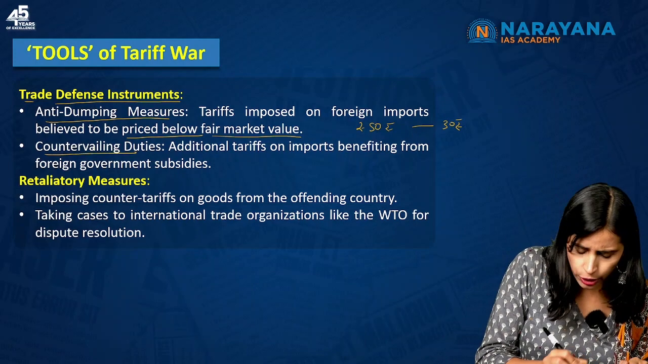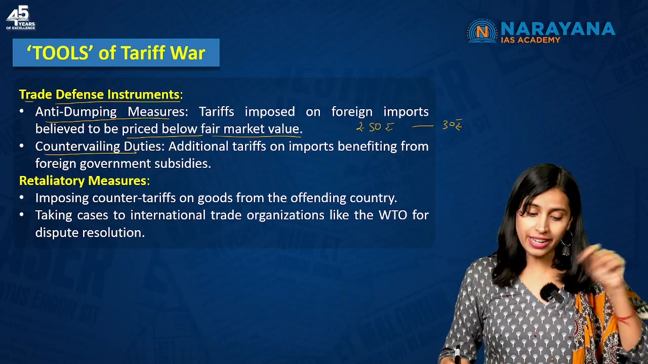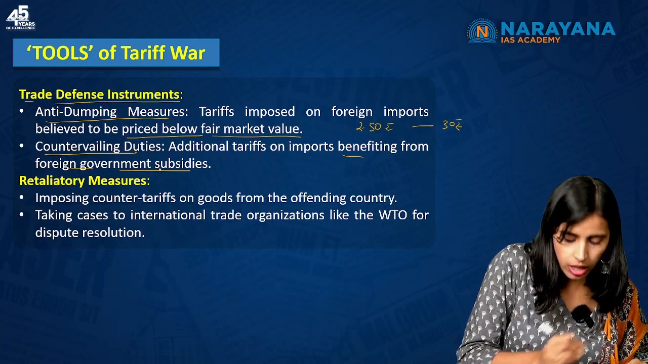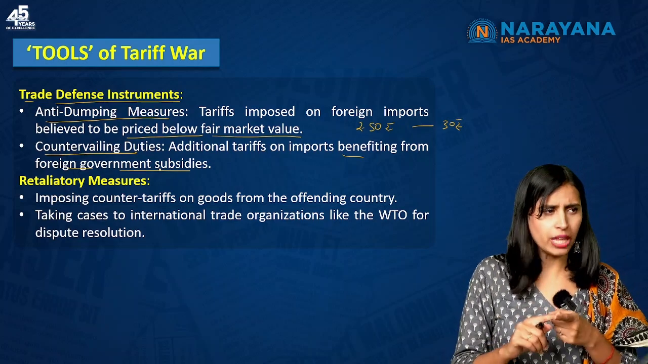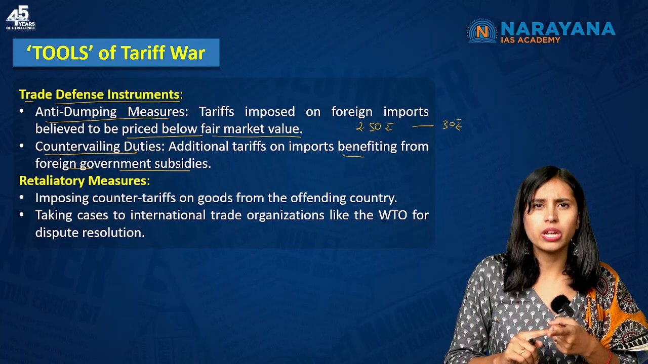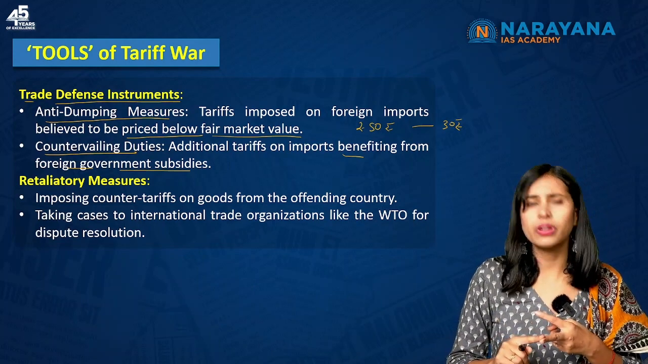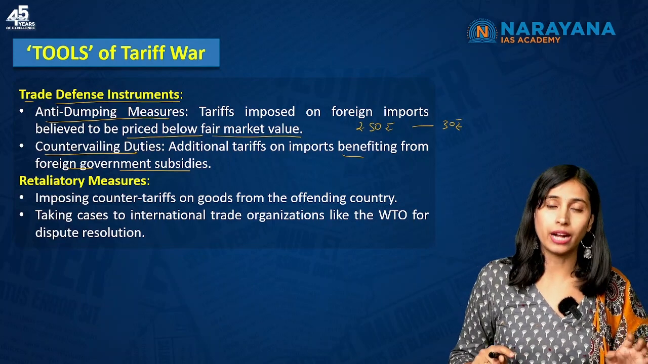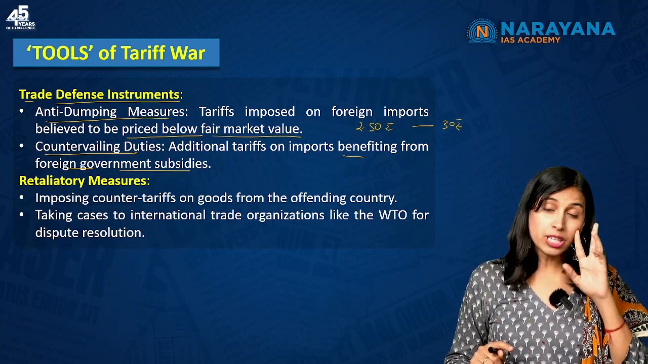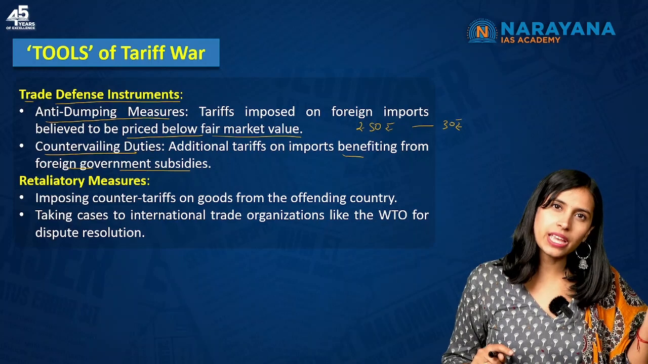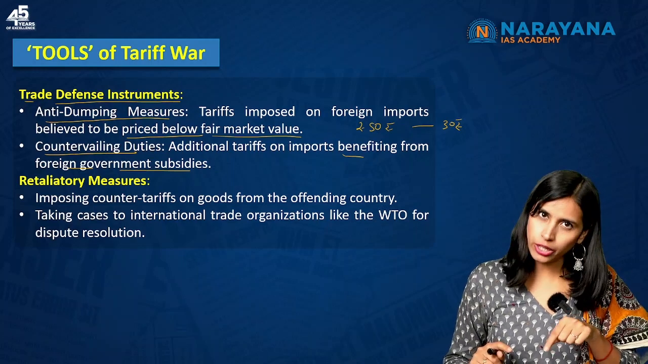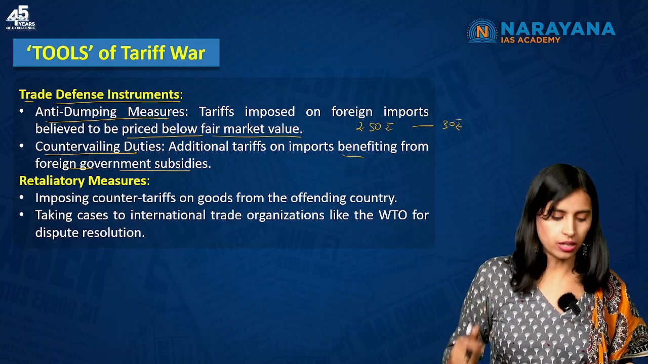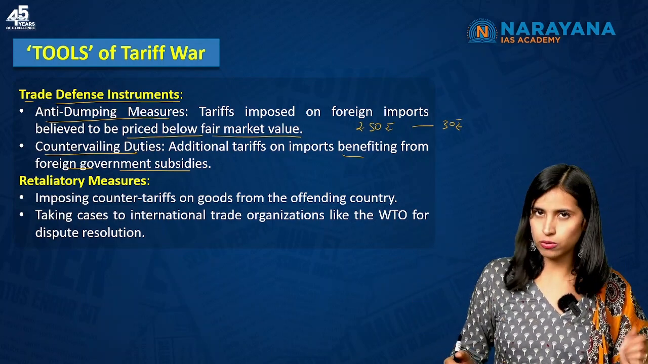Second is countervailing duties. This is the additional tariff imposed on imports that are benefiting from foreign government subsidies. So if we believe that an agriculture subsidy or some kind of production subsidy is being given, in that case, we can impose countervailing duty on that. So both are duties, but the purpose is different. If the subsidy is given by the foreign government, then countervailing duties are used. If goods are priced below their market level, then anti-dumping measures are used.